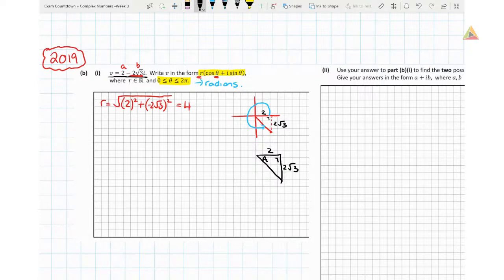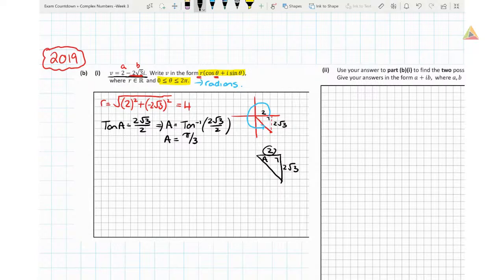So again, we're always using tan because we have opposite and adjacent. So we're looking at the tan of angle A is the opposite, which is 2 root 3, over the adjacent, which is here, 2. From that, we can find A by getting the tan inverse of 2 root 3 over 2. So that should give you a value for A. Remember, your calculator must be in radians. Your value for A should be pi over 3 in radians.